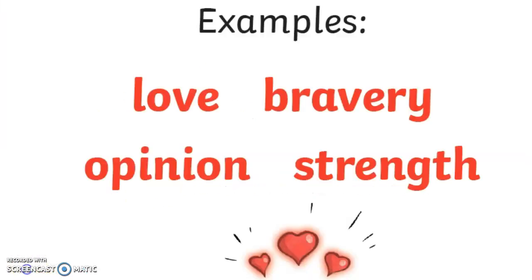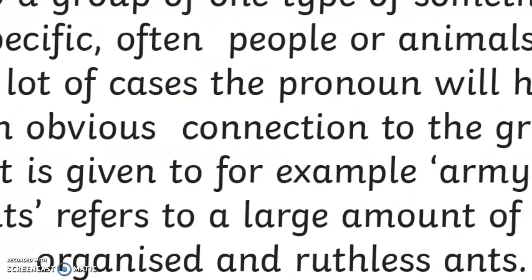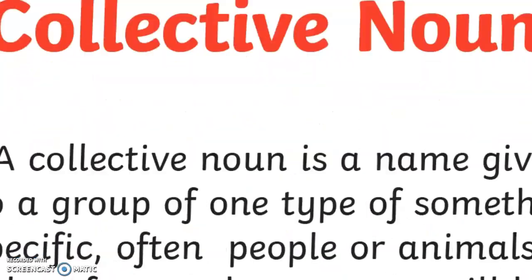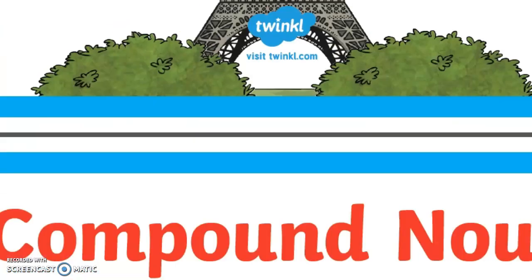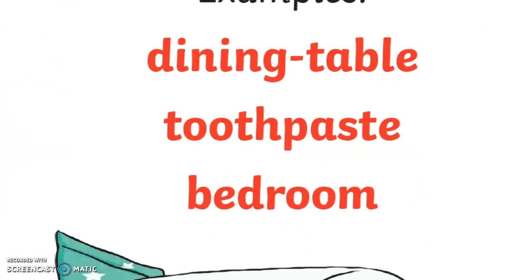We'll move to another type, which is the compound noun. And here we go. Compound noun. Compound noun is a noun made up of two nouns, two words. For example, bed is a noun, room is another noun. We link them together and we form a new word, which is bedroom. It's a compound noun. Tooth is a noun. Paste is another noun. We link them together and we form a new word, which is toothpaste.